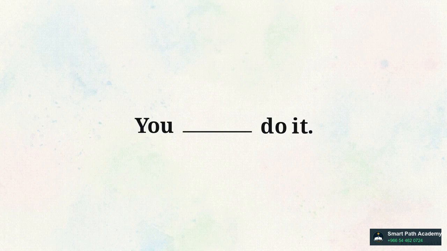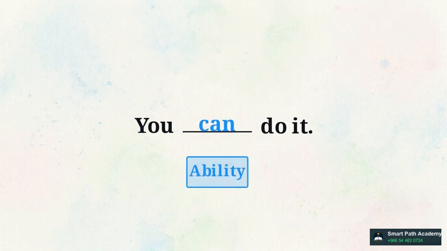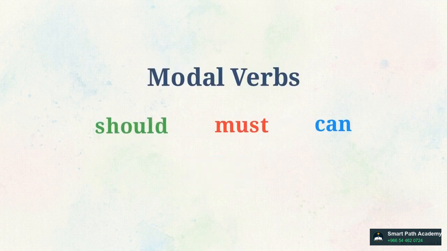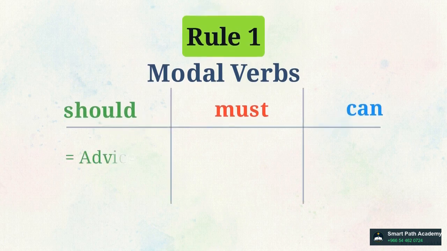Look at this sentence. You blank do it. If we put one small word in that space, the entire meaning changes. Put in should, it becomes advice. Put in must, it becomes a strict rule. Put in can, and it becomes about ability. These small but powerful words are called modal verbs.